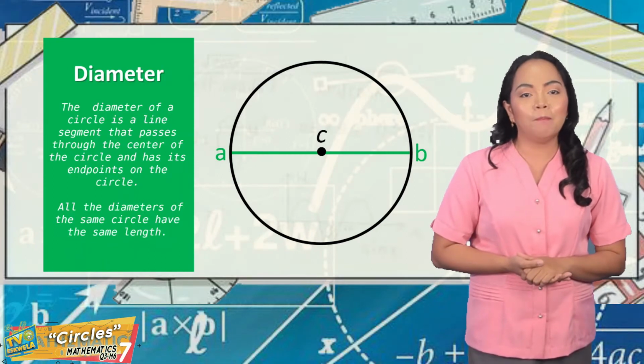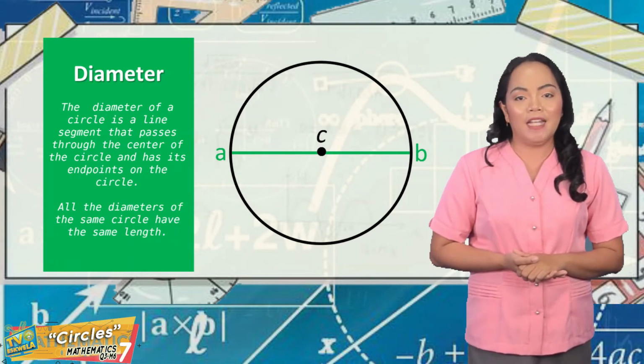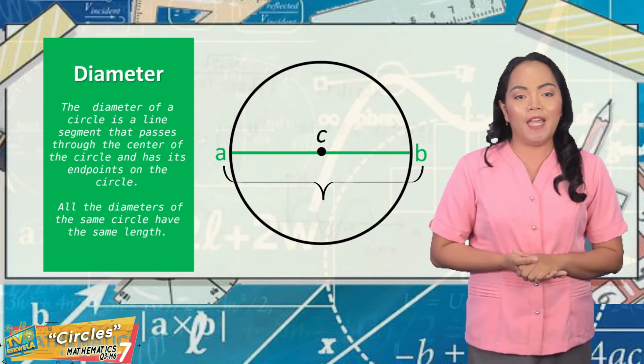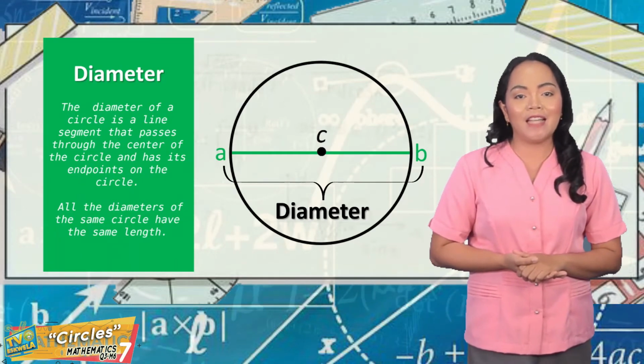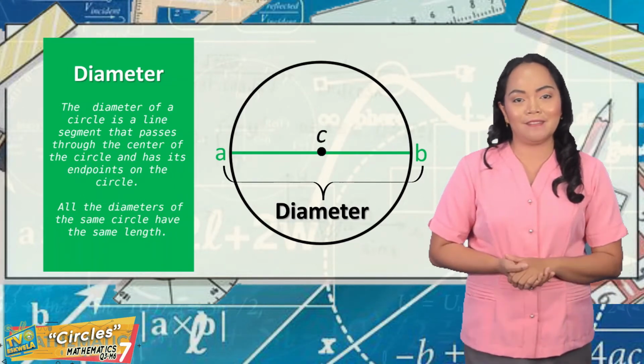In the diagram, point C is the center of the circle, and it is named as circle C. And AB is the diameter of the circle, since line segment AB passes through the center at point C.